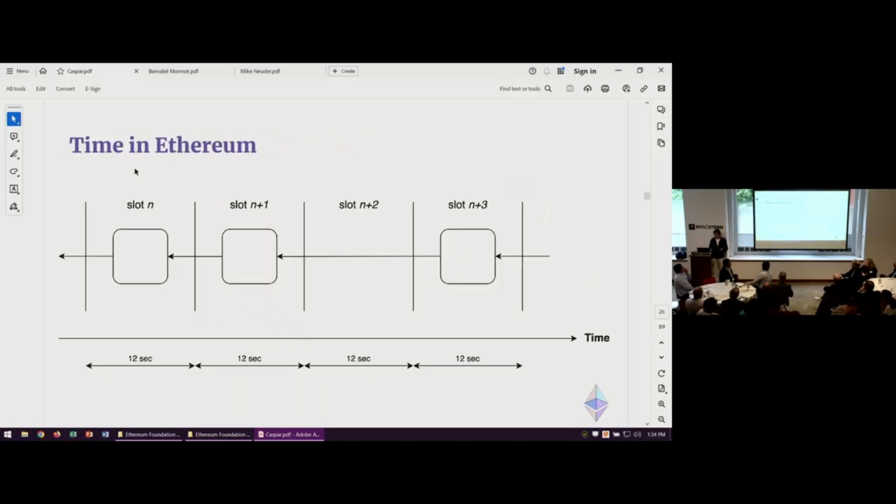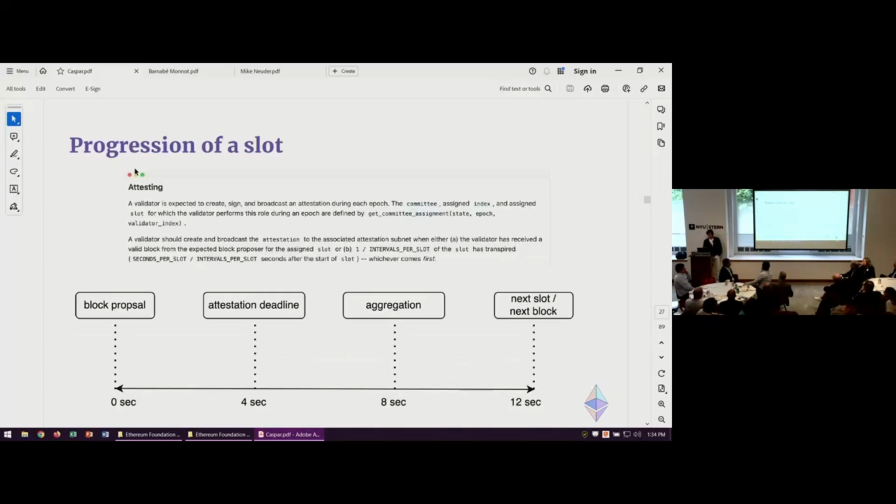So, LMD GHOST. We've covered most of this already in some form, but basically time in Ethereum is divided into slots. Each slot is 12 seconds, and in each slot there are a couple of things going on. Essentially, in each slot there is a block proposer selected by the protocol that is supposed to propose a block at the beginning of the slot. This is taken from the protocol specifications.